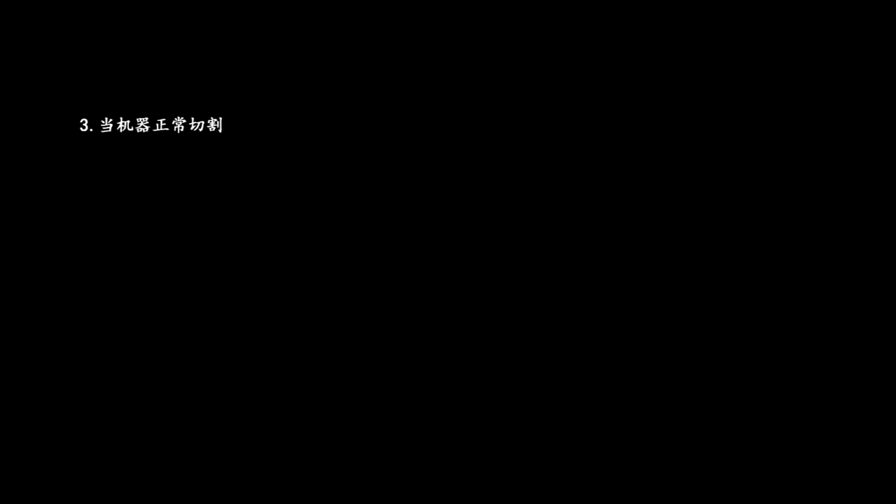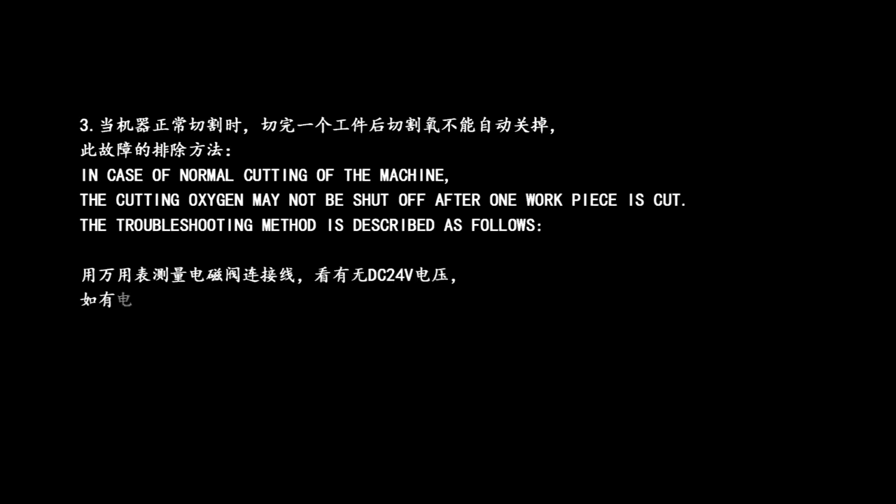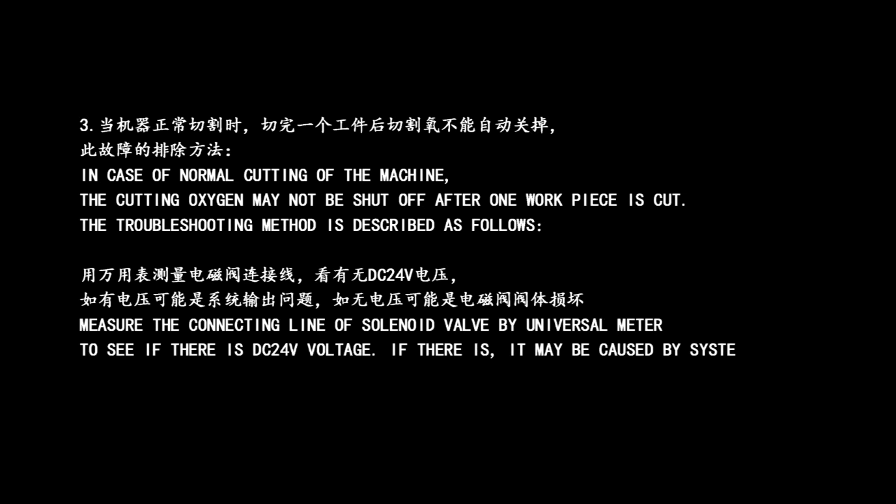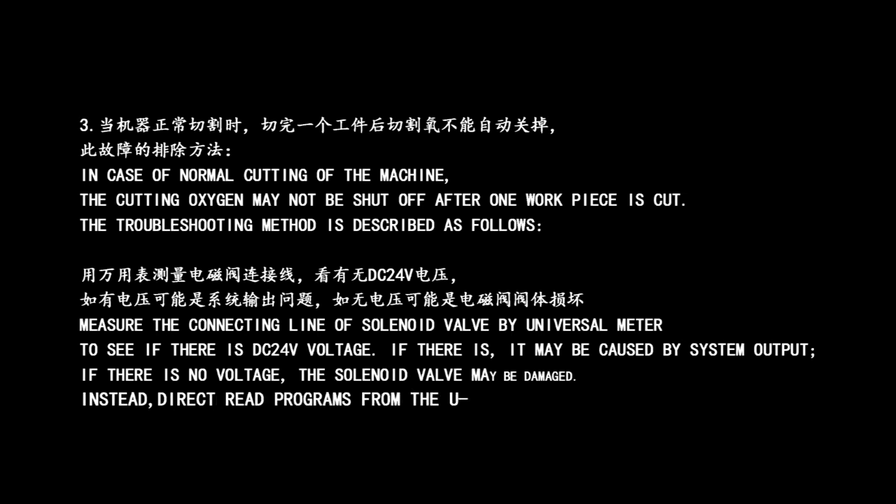3. In case of normal cutting, the cutting oxygen may not be shut off after one workpiece finished cutting. The troubleshooting method is described as follows. Measure the connecting line of solenoid valve by universal meter to see if there is DC 24 voltage. If there is, it may be caused by system output. If there is no voltage, the solenoid valve may be damaged.